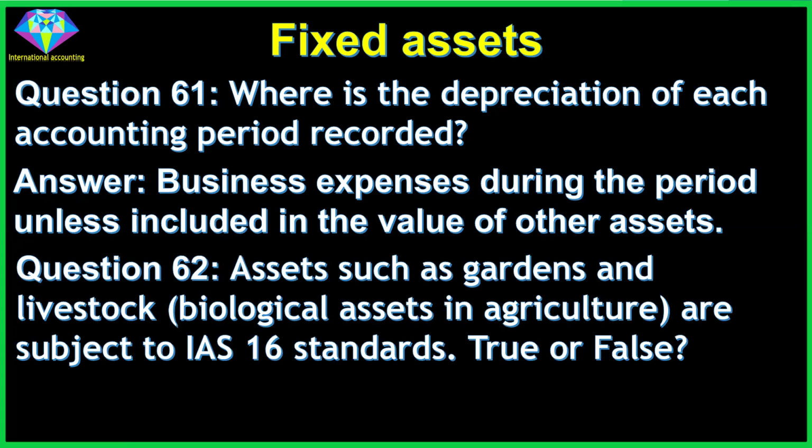Question 62. Assets such as gardens and livestock, biological assets in agriculture, are subject to IAS 16 standards. True or false? Answer: false.